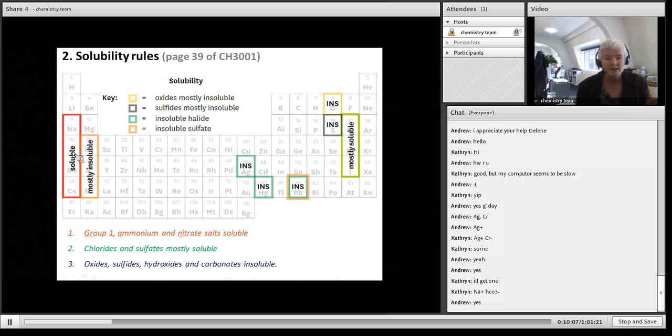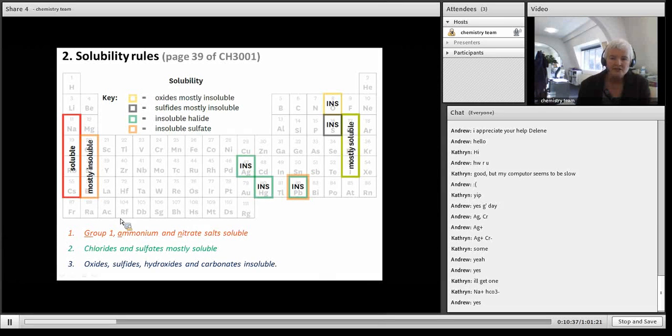So group 1, ammonium salts. Remember with ammonium nitrate, any ammonium salt, it's always soluble. So those are cations. And any nitrate is soluble. Any nitrate and actually any ethanoate or acetate is also soluble. You could perhaps remember this as GRAN, with the GR underlined. Okay, so gran is soluble. So that's one way of remembering it.